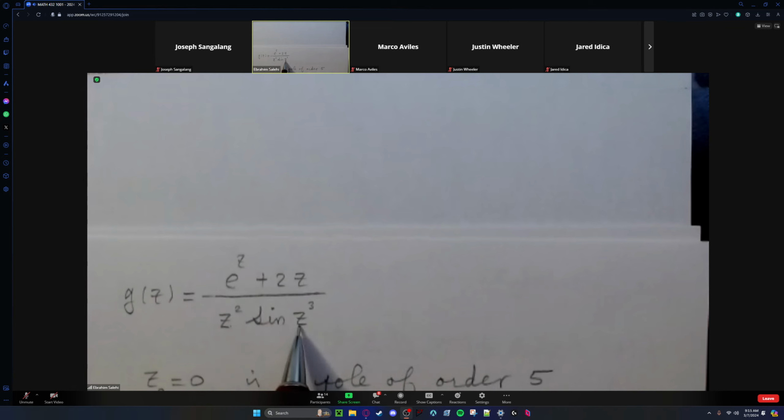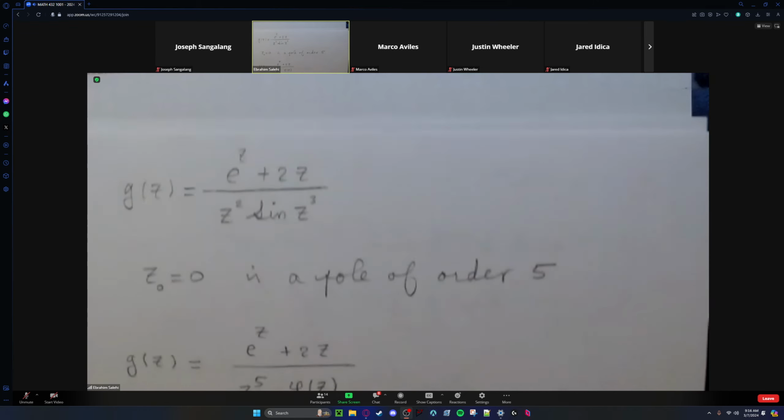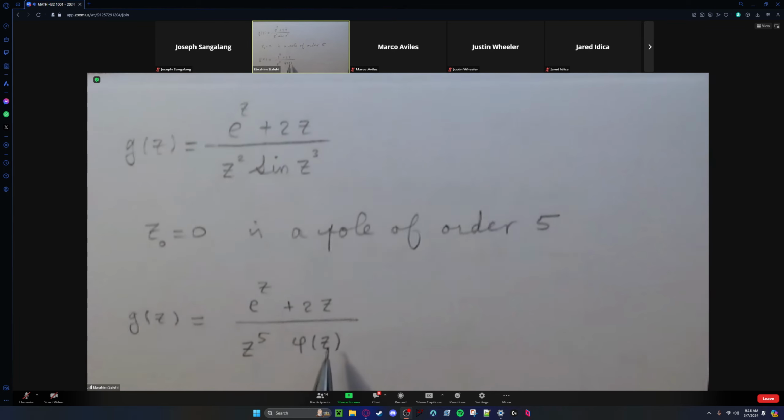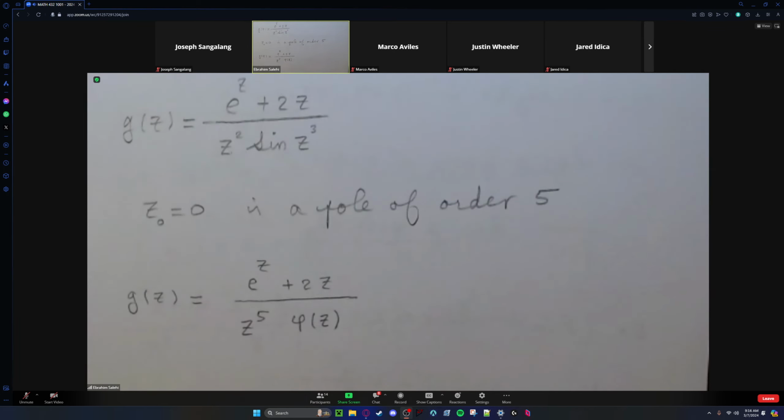Oh yeah, my goodness, it's the same thing, right? So after this explanation, you know that z equals 0 is a pole of order 5 here, because the denominator could be written like this. Okay, good. Any comment, any question? I don't see any questions, so I'll continue.